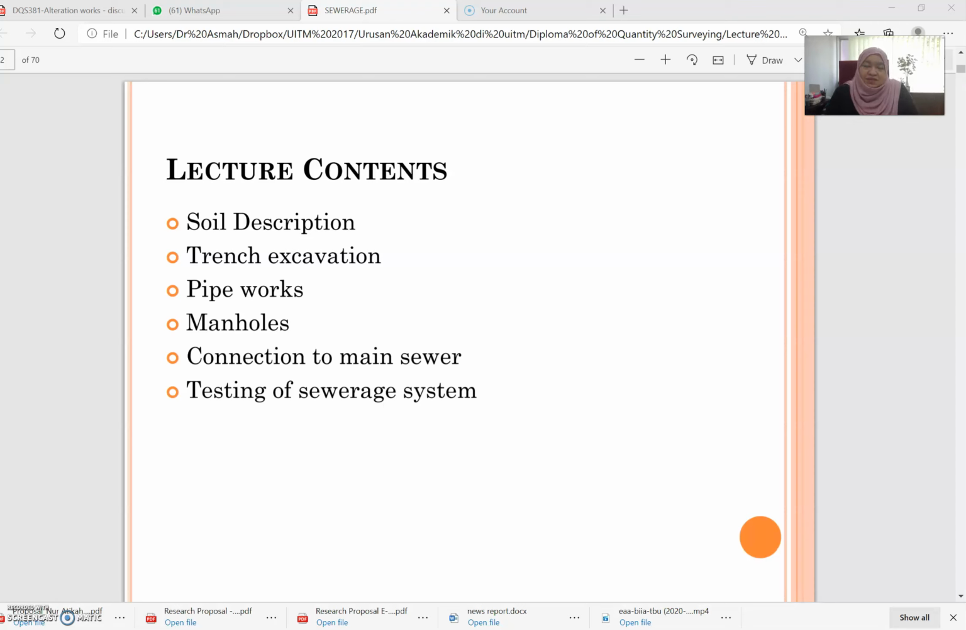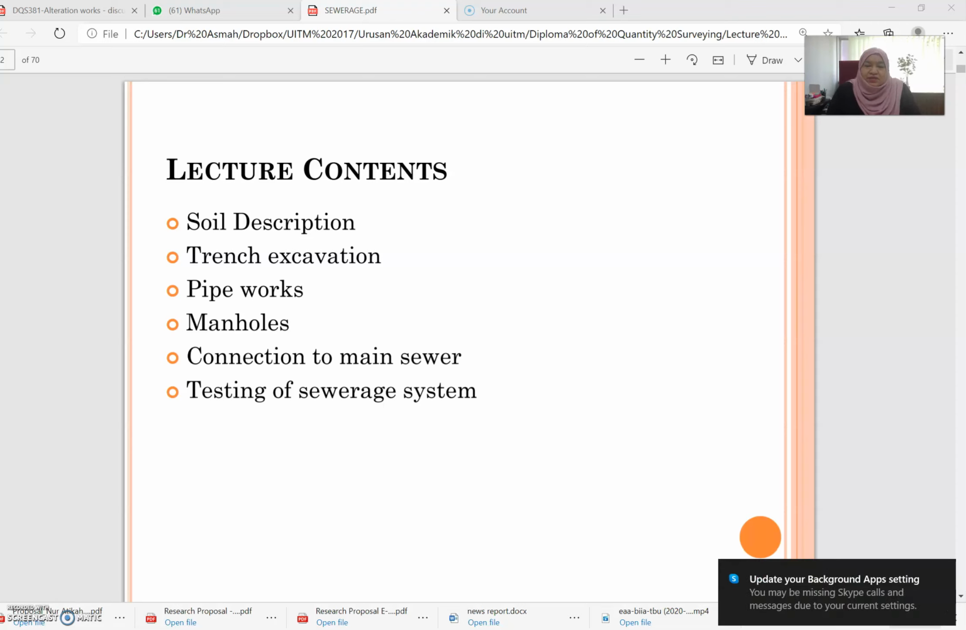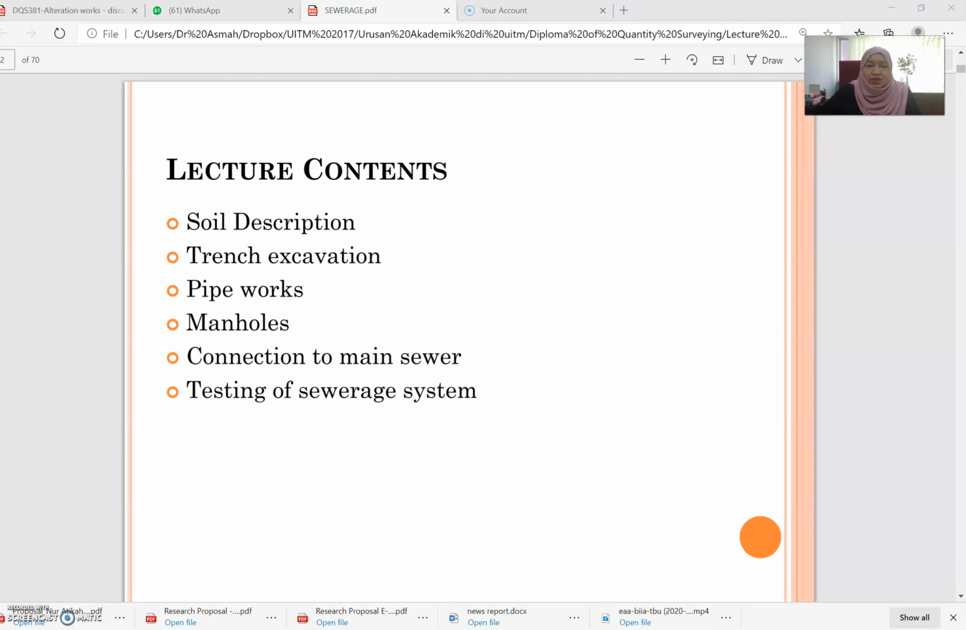For today, we'll be talking about a lecture title, Sewerage Works. So we're doing a taking off for a sewerage work. So here are the lecture contents for today. There will be soil descriptions, trench excavations, pipe works, a manhole, sewerage connection to main, testing, and testing of a sewerage.